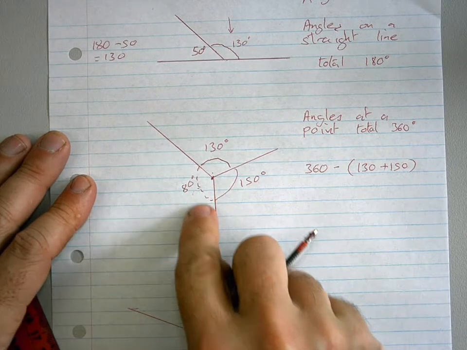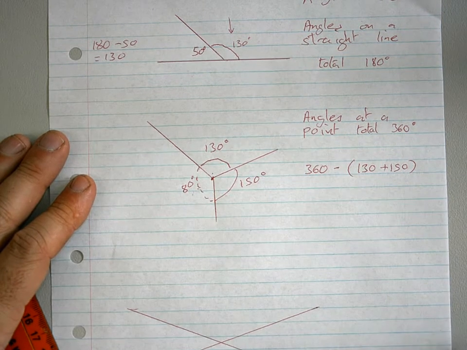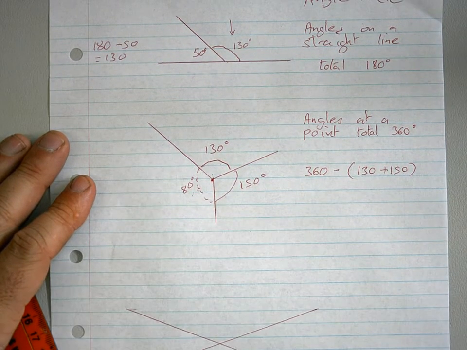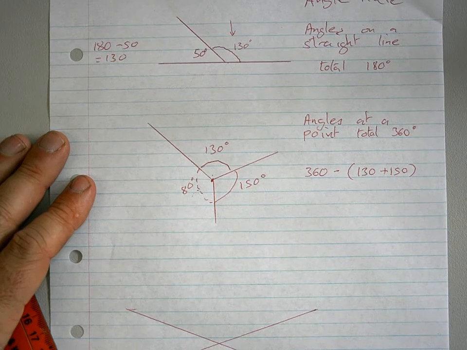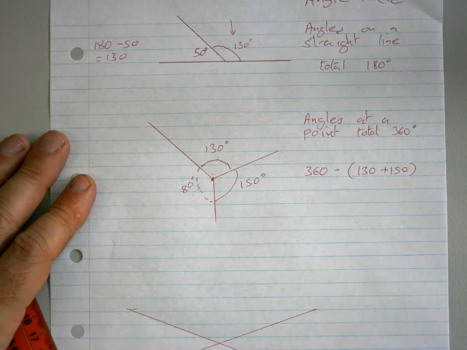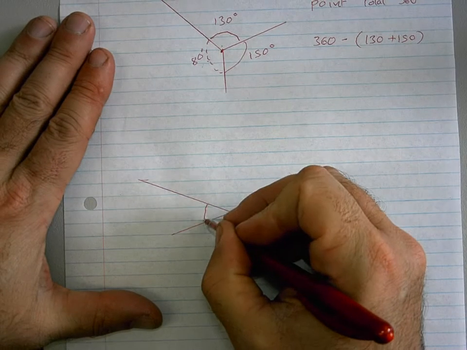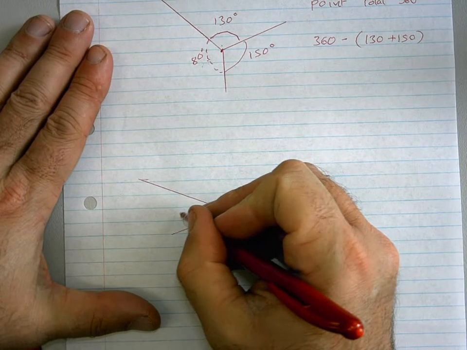Now I know that doesn't look like 80 degrees, and if I got a protractor out it wouldn't be, but that's because that's not 130 and that's not 150. Alright, that's why, but that's the logic. Cool, right, next one.